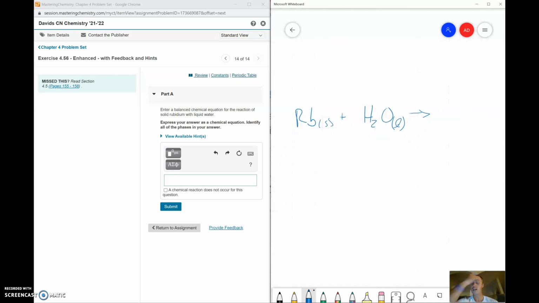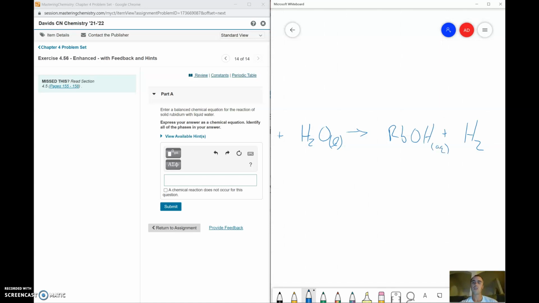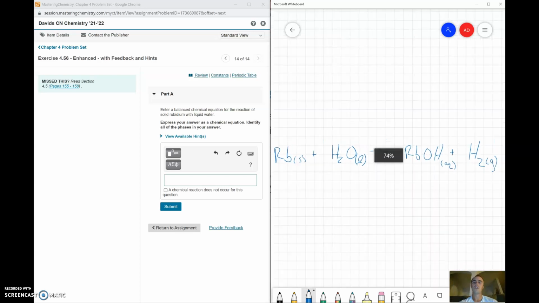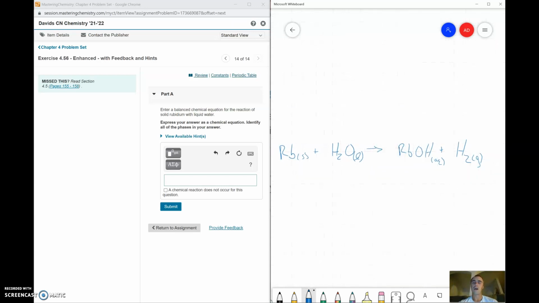Like we said, when we undergo this reaction, we're going to produce the metal and a hydroxide. So rubidium hydroxide and hydrogen gas. This is going to be aqueous because it's going to be dissolved in the water, and this is going to be gas. Those are the fumes or bubbles that get produced during that reaction. I'll let you do the balancing from here, but that is your ending product.